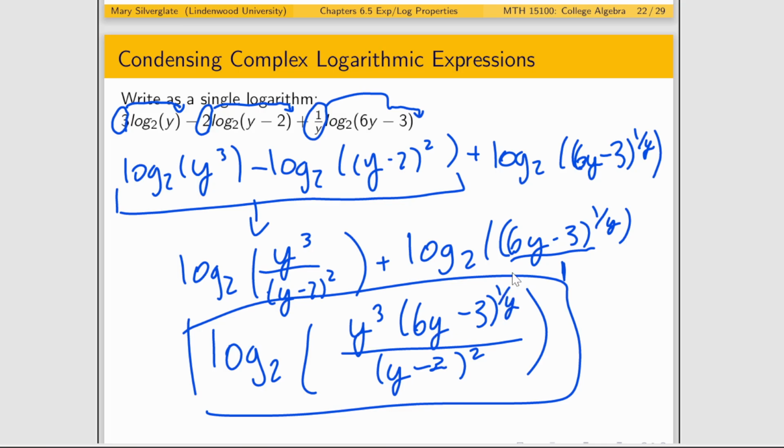You also could change that 1 over y to the yth root of 6y minus 3 if you wanted to. Just pay attention to directions if they want you to keep it as an exponent or turn it into a root.